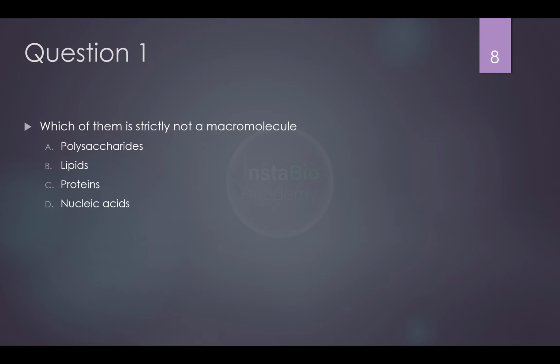Now the options here are, okay, let me change the color to blue. So the options here are polysaccharide. As you can see, the name itself is showing polysaccharide. So this is a macromolecule, not our answer, because the question is not a macromolecule. Now what about lipids? Yes. What about protein? No, this is also a macromolecule made up of amino acids. Nucleic acid, this is also a macromolecule made up of nucleotides. So the correct answer for this question is lipids, right? Have you got the answer correct? Let's move on to the next one.